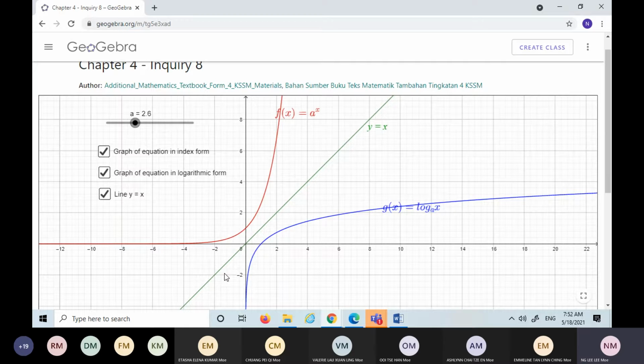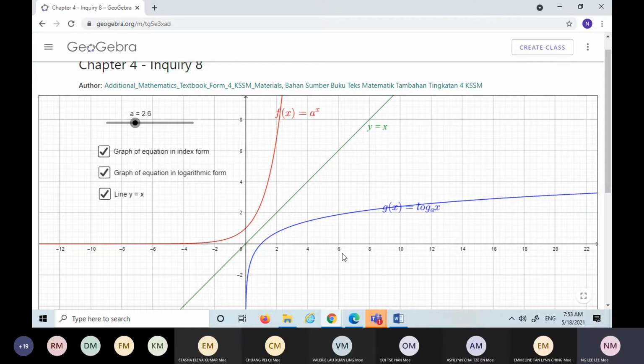This means whatever x value you take, the y value for this blue graph, you can see, is not negative and not equal to 0. This is the meaning of there being no negative value and 0 for the logarithm. Next we want to verify whether the following statement is true or false.